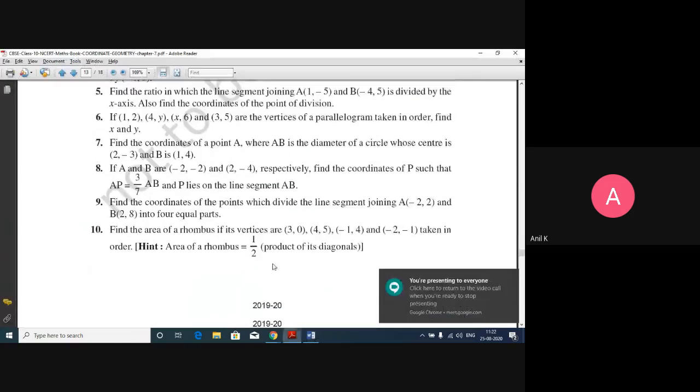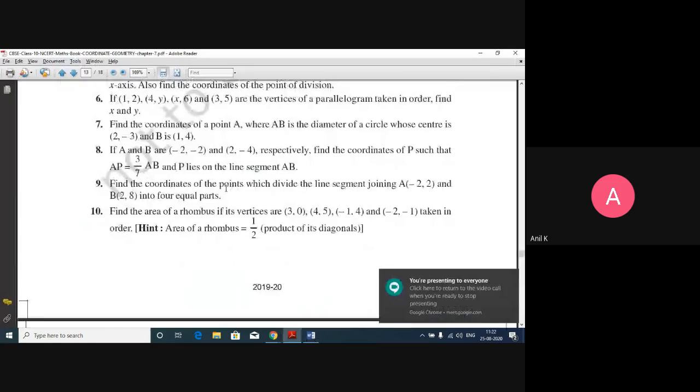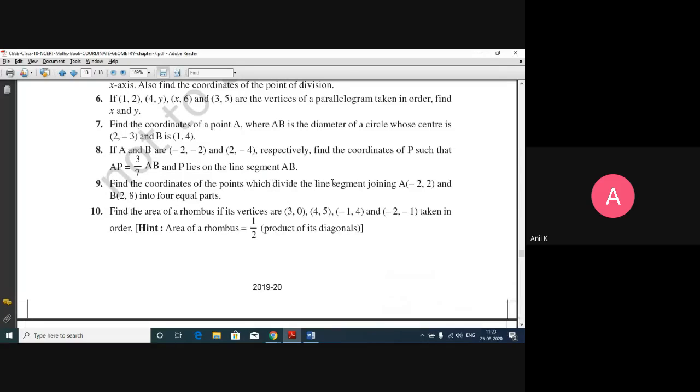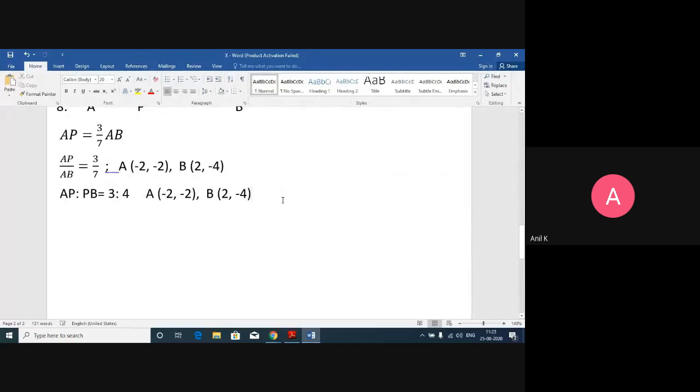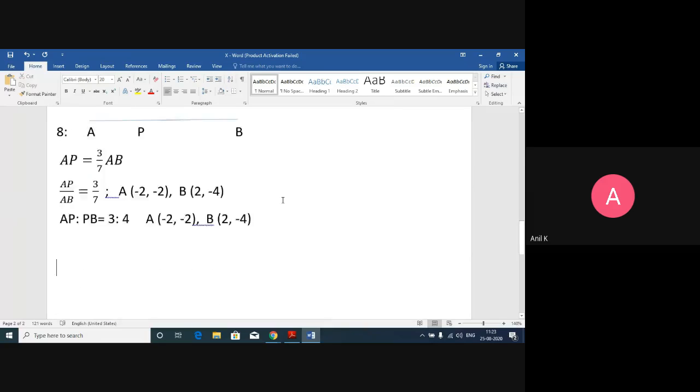Okay. Next, find the coordinates of the points which divide the line segment A(-2, 2) and B(2, 8) into 4 equal parts. So we have solved 2 parts, and we solved 3 parts by the trisection formula. Now this is 4 parts. This also I'll give you as homework, but let me explain how to solve this one. This is question number 9.